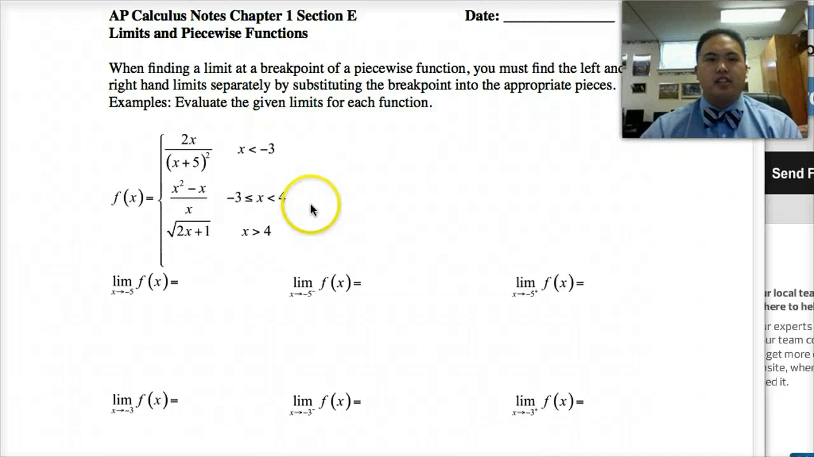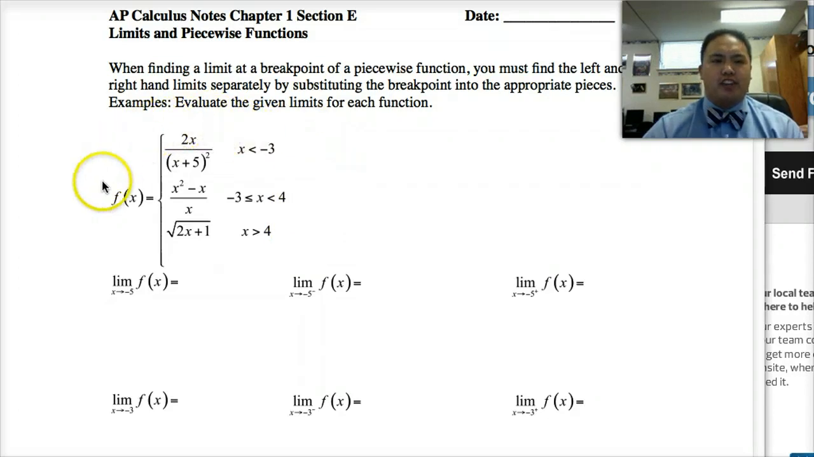Hello everyone. This lesson is about limits and piecewise functions. So far we've done limits on graphs, we've done limits with 0 over 0, we've also done limits with a number over 0, and now we're going to do limits if we have a piecewise function.